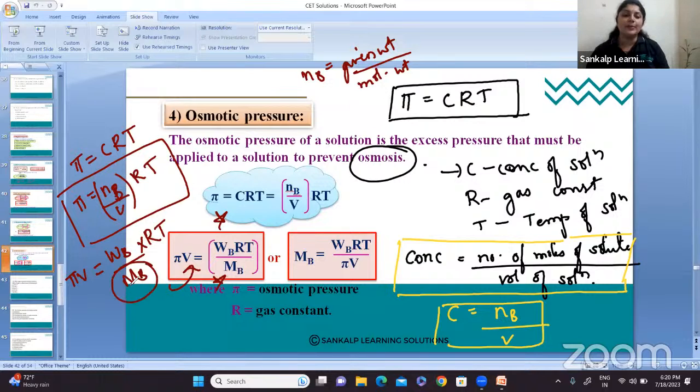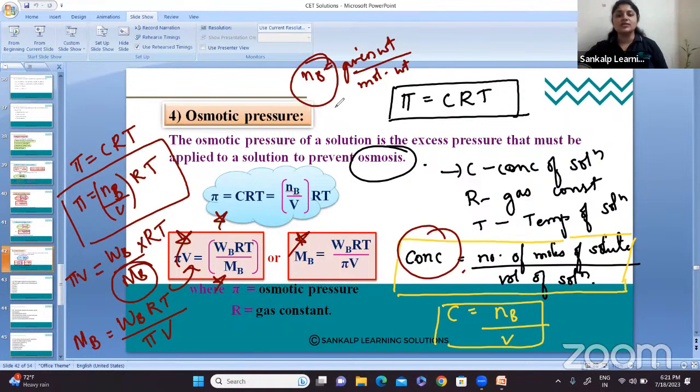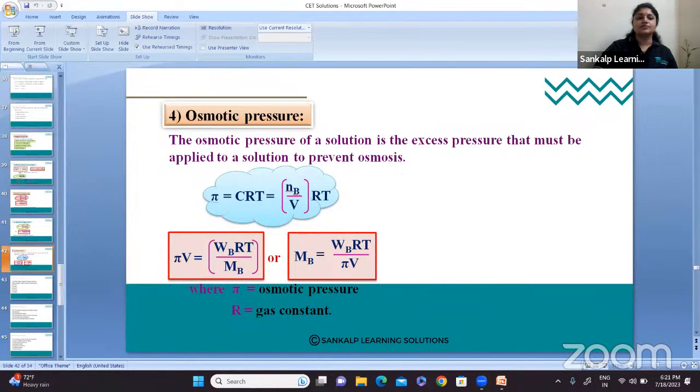Now, if I want to find MB, the molecular mass of the solute, I will take this here. MB is equal to WB RT, and this pi V will shift here. So these are the formulas which can be used to find the different terms. Osmotic pressure is very important. You need to know how to calculate concentration and number of moles. Remember the formula used here.